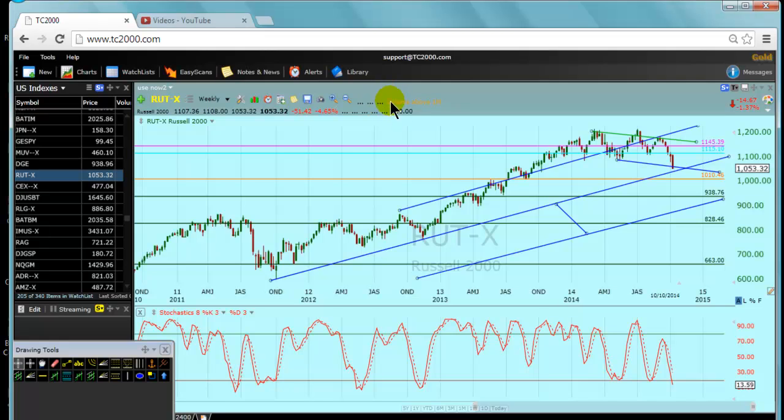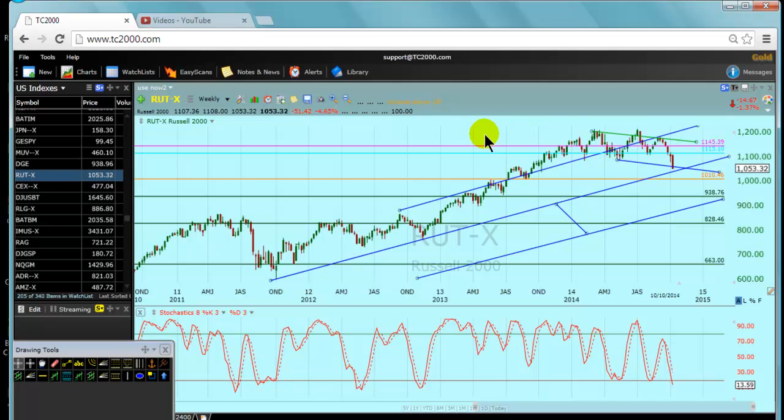Very, very important. For the S&P, for the Russell 2000, the long-term equilibrium price level is at 1145. 1145. That's the pink line here.